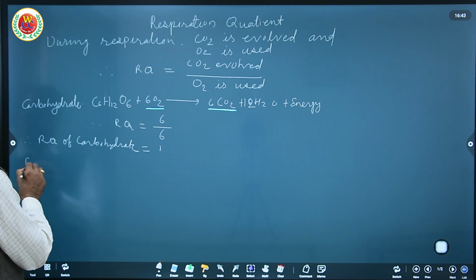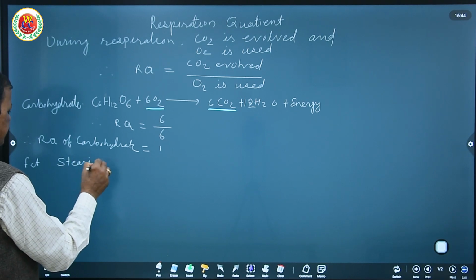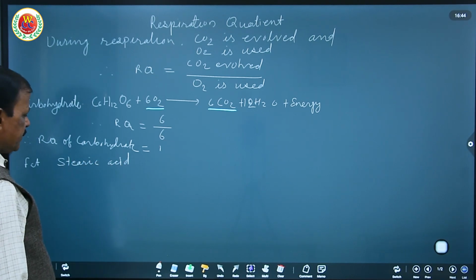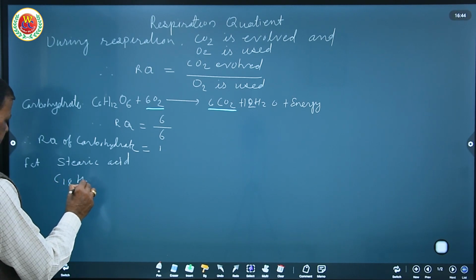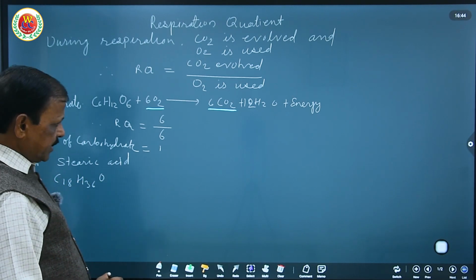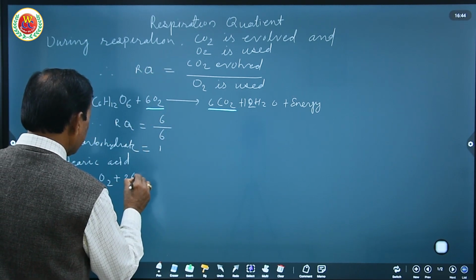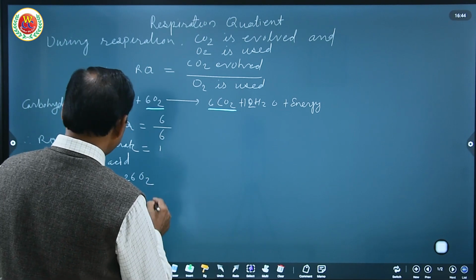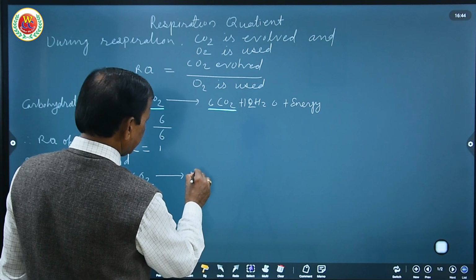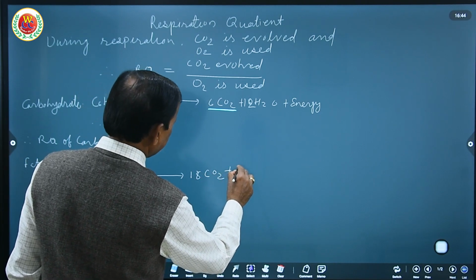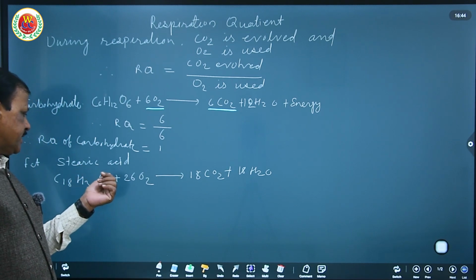In the same way, if we have to find the respiratory quotient of any fat, for example stearic acid or tripalmitic acid: C18H36O2 requires 26 O2 to break and produce 18 CO2 plus 18 H2O. This is the equation for stearic acid.